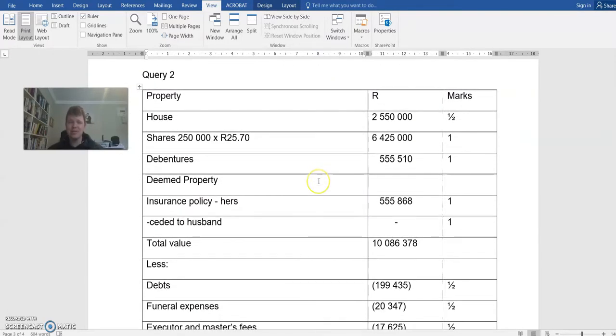Okay. At the same time, you need to start thinking about, well, what happens when you die is that you're also deemed to dispose of all of your assets at market value. So you're going to have to start thinking about the CGT on certain assets, as well as the estate duty effects for what goes into the estate.